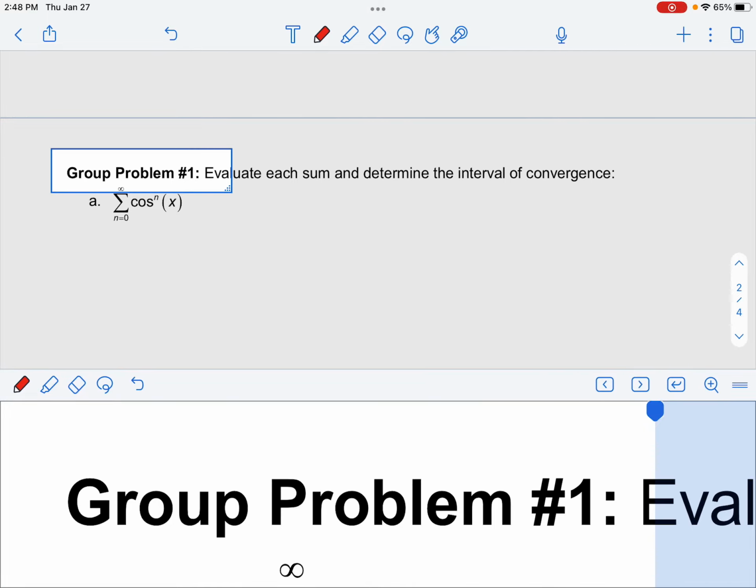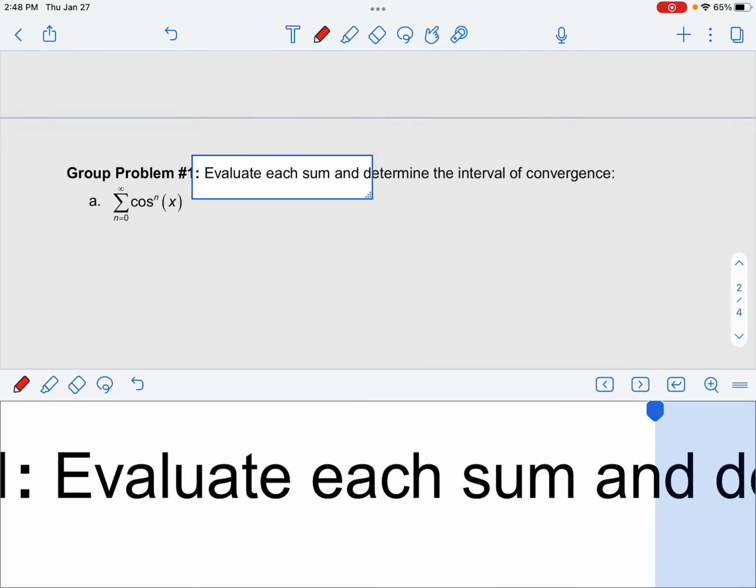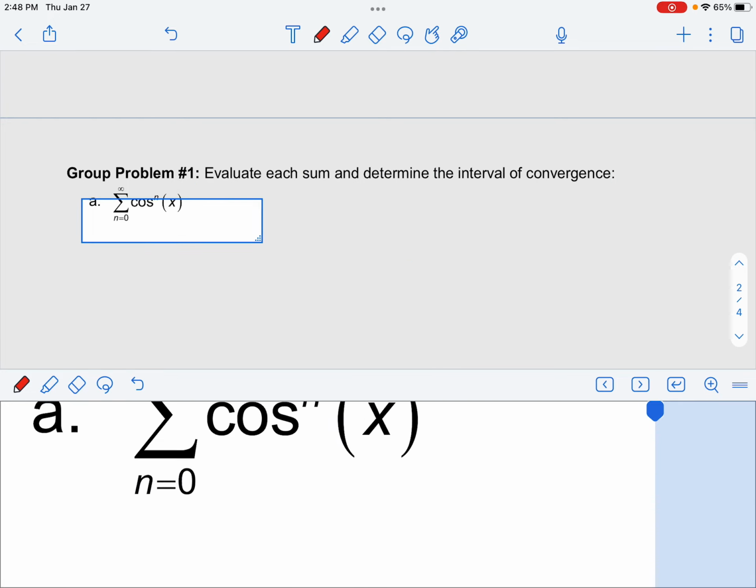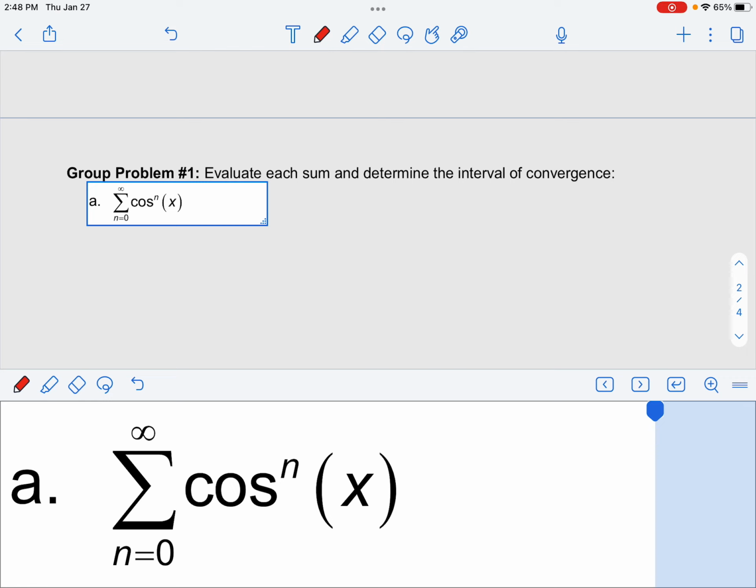Okay, let's take a look at group problem 1. It says to evaluate each sum and determine the interval of convergence. Right away, we notice a weird looking series here, starting at 0 going to infinity, that part's fine. Cosine of x, that quantity raised to the n power. So what does that look like?